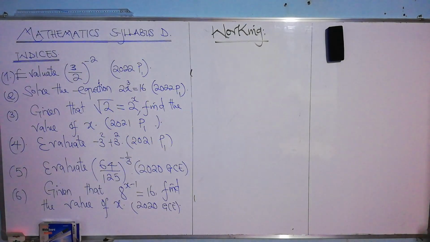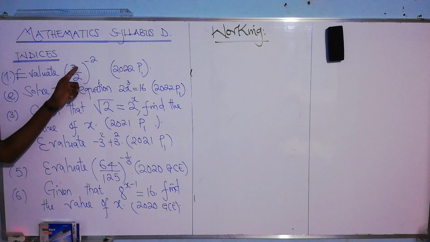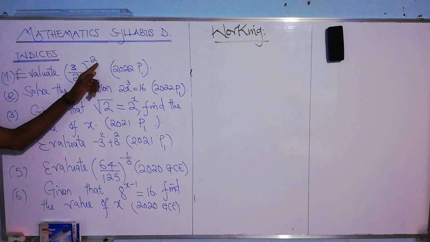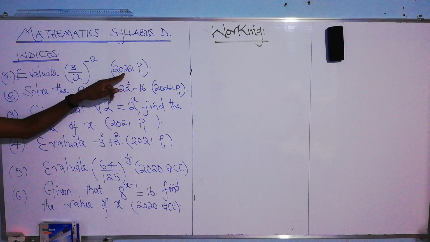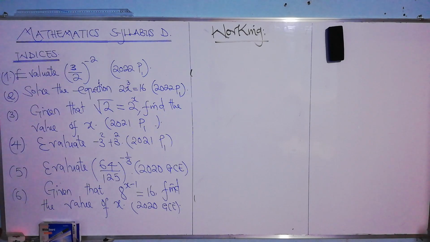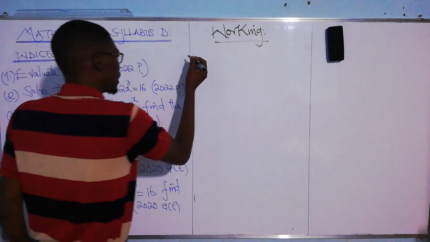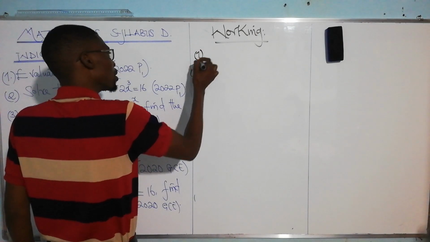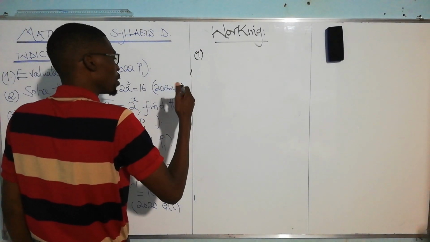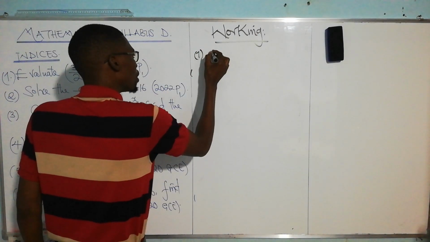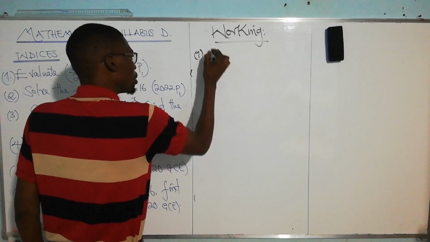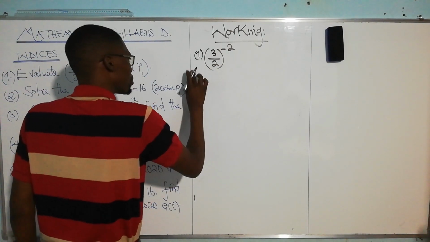So the first question is saying, can you evaluate 3 over 2 to the power negative 2? This is coming from 2022, paper 1. So we are saying, question 1, we have 3 over 2 to the power negative 2.